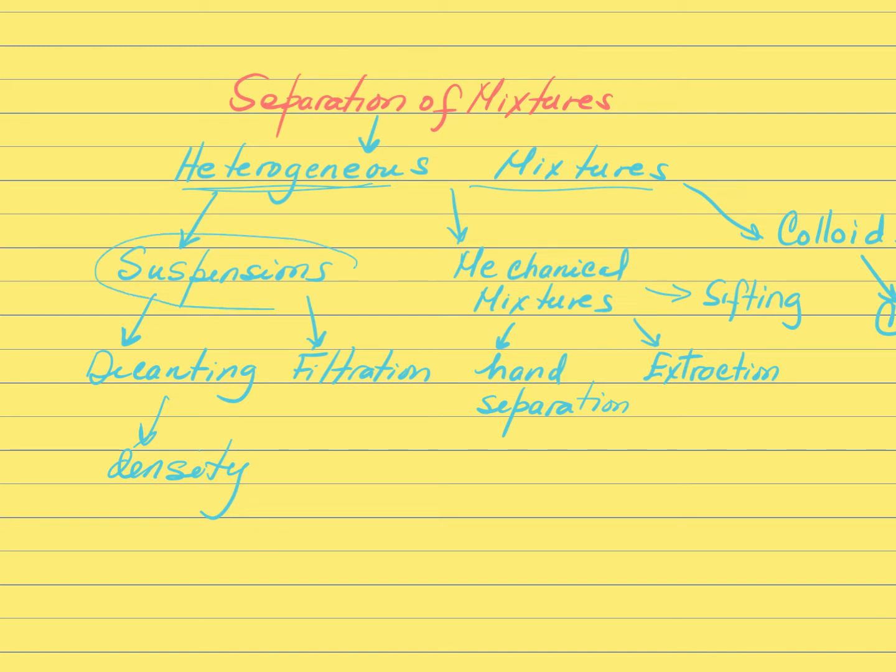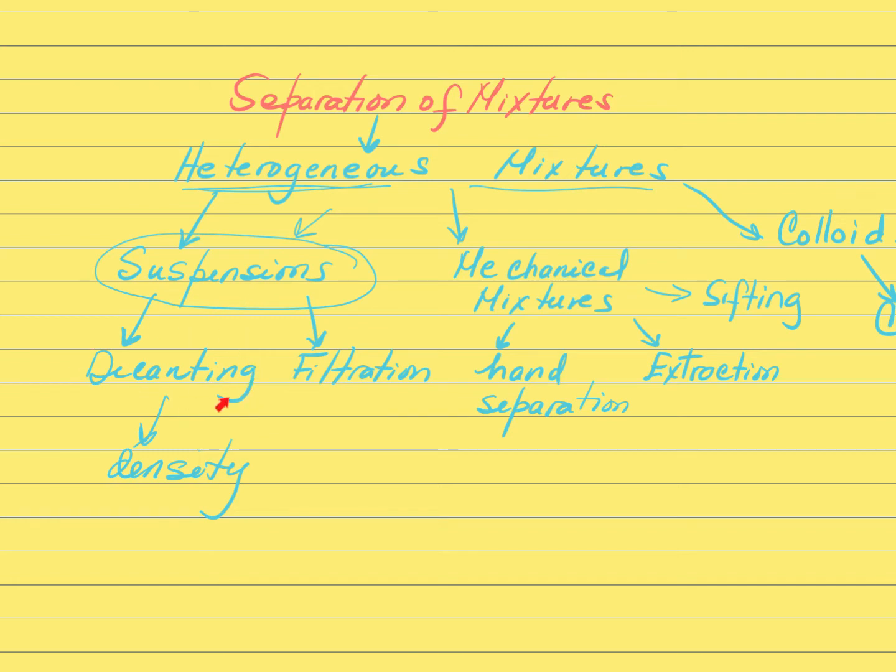Let's say that you have a suspension. You already know what a suspension is. You have particles that are so big that when the mixture is left undisturbed, the particles are going to settle at the bottom. One example is coffee. When you're making coffee, you put in the coffee grounds, you leave that there undisturbed, and the solids are going to deposit at the bottom. There are two ways to separate that type of mixture.